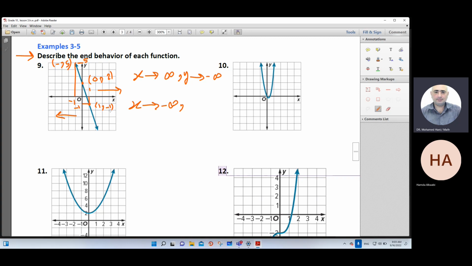And y here, -1, 2, then 5, y will be increased, means y goes to the infinity. This is the end behavior.